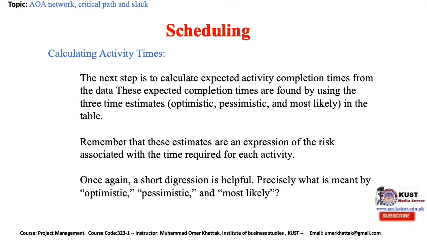Once again, a short digression is helpful. Precisely what is meant by optimistic, pessimistic, and most likely? Optimistic means the least amount of time that it will require to complete. Pessimistic would be the most amount of time that it requires to complete, and most likely would be the medium or the average time that it requires to complete.